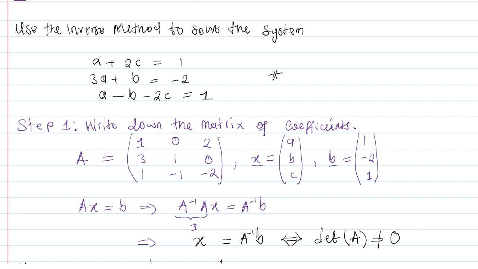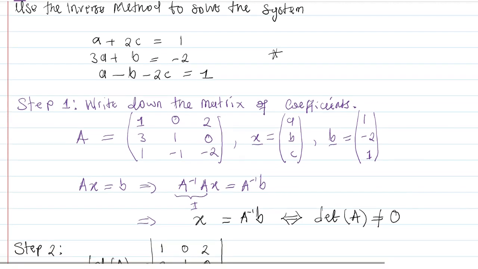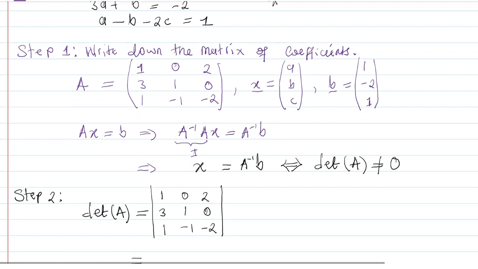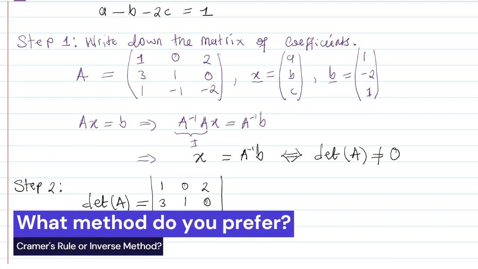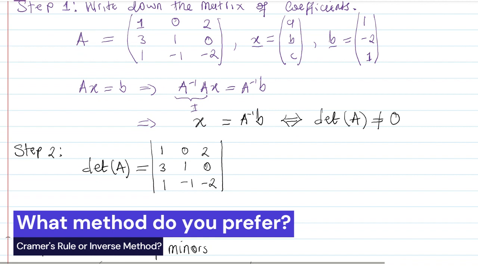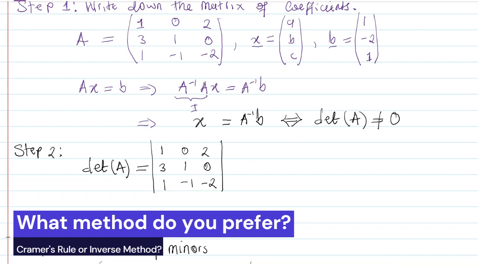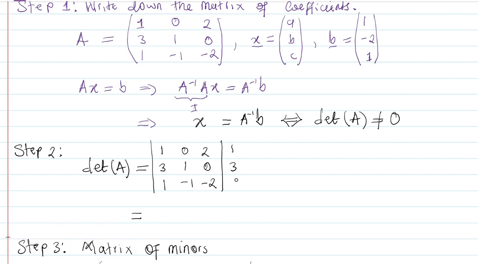So this system has a solution if and only if the determinant is not equal to 0. So the next step will be to determine the determinant of the matrix. So I will use this method. Here we take the first two columns, that is 1, 3, 1. Then we get 1, 0, 1, and -1.